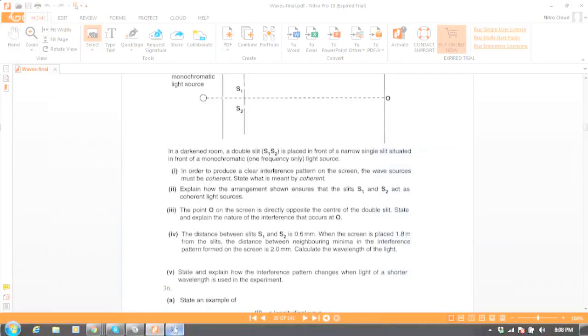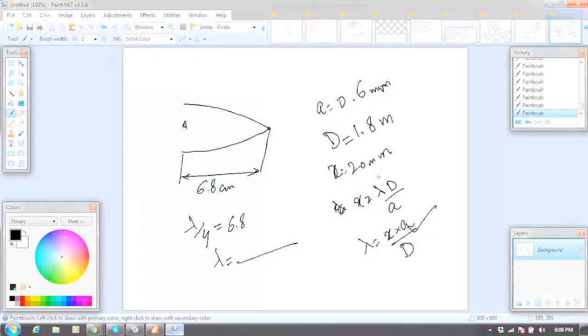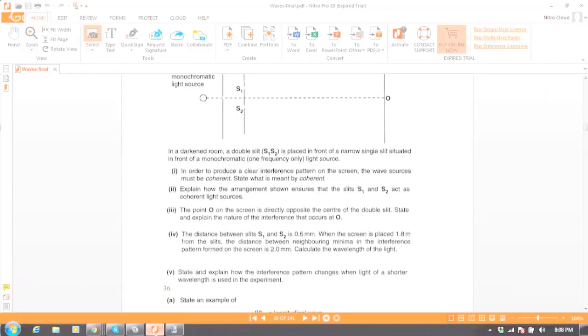State and explain how the interference pattern changes when light of a shorter wavelength is used. We have discussed this before. If you decrease the wavelength, the value of x decreases. If you remember, we made a whole table and I discussed all these factors for the interference pattern: x is directly proportional to wavelength, x is directly proportional to D, x is inversely proportional to a. So please remember the properties that we had in class. I put a short table in front of you.